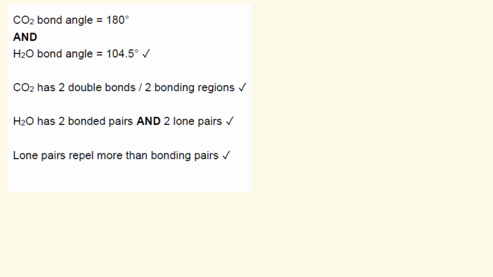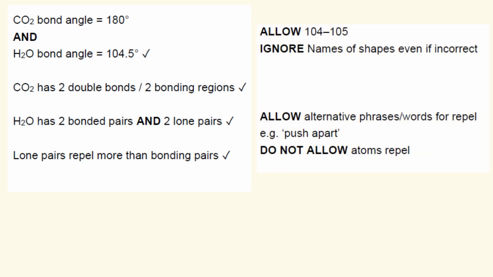H2O has two bonded pairs and two lone pairs, and the lone pairs repel more than the bonding pairs. So you can see we're using the shape theory we talked about a couple of minutes ago. There's normally a little bit of flexibility on the actual bond angles, but you can't stray too far away from your actual bond angles, so it's best to remember those off by heart, or otherwise you risk maybe getting a bit too far one side or the other of the correct number.